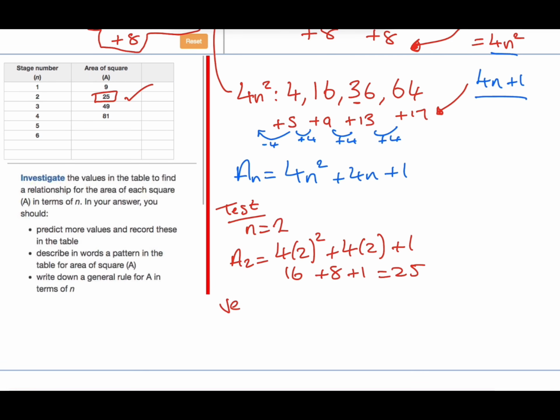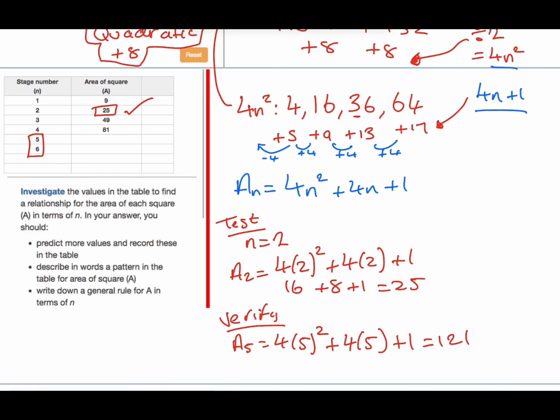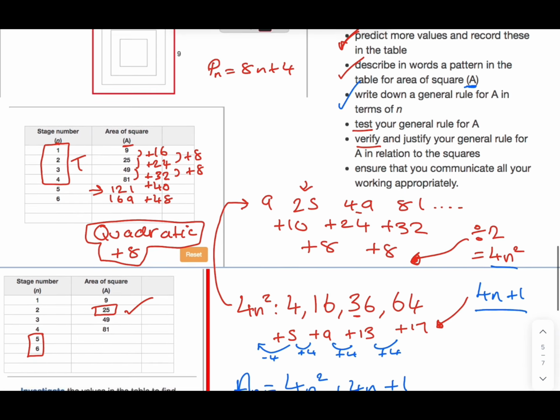Then to verify, you have to put in a number that we predicted. So let's say we put 5 in. 4 times 5 squared plus 4 times 5 plus 1. This equals 121, and this matches what we predicted. So that's the test and the verify.